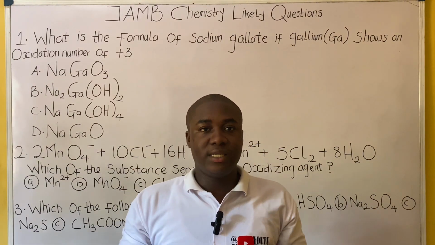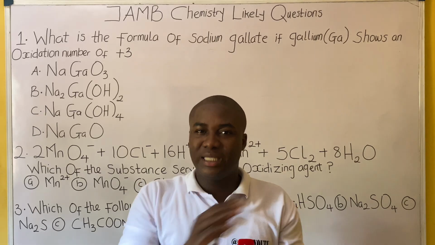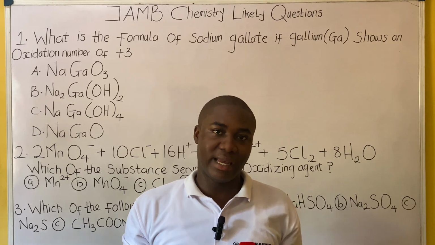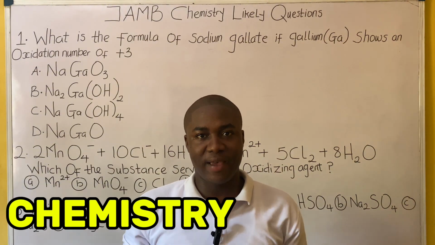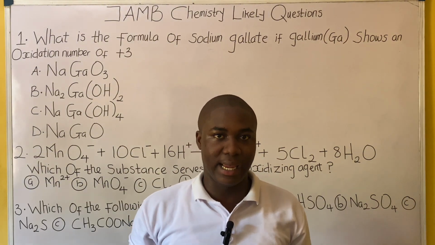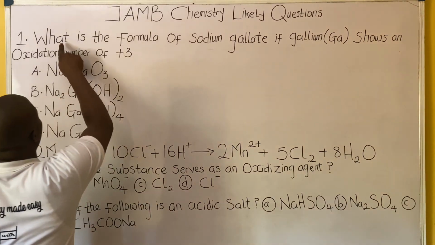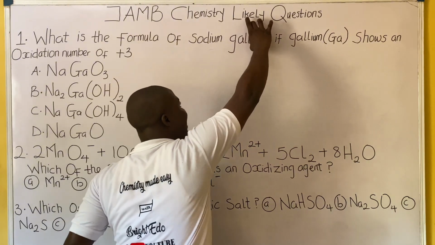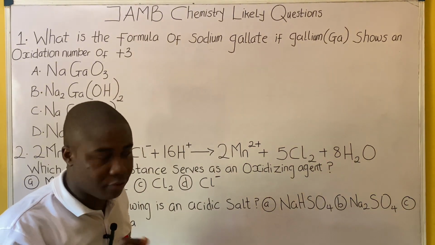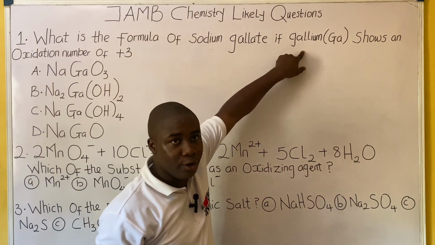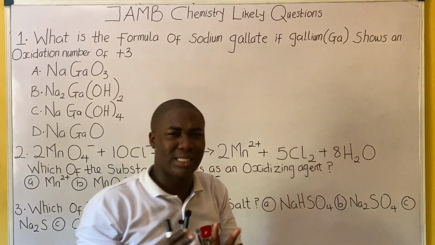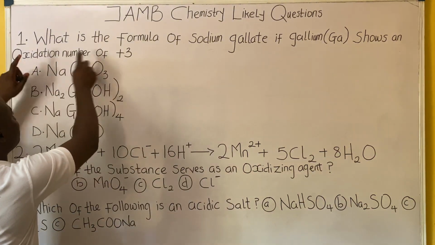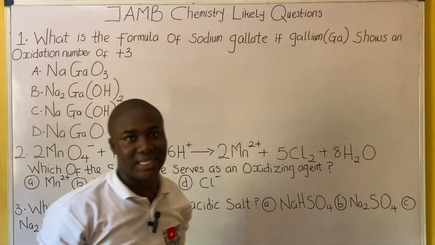In the course of this video lesson, I'll be solving different practice questions that cut across different topics in chemistry. Now let's get into the first practice question, and it says, what is the formula of sodium gallate? Listen carefully, all right? If gallium with this chemical symbol Ga shows an oxidation number of +3.